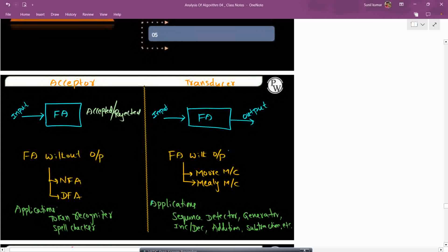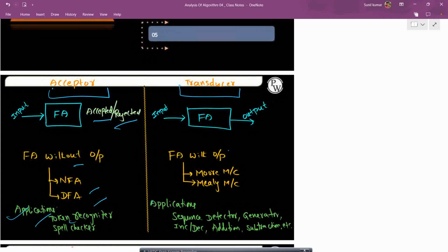We can also say that finite automata without output are also known as acceptors, and with output are known as transducers. In this there is no output, so it can accept the language or reject the language. So finite automata without output are NFA and DFA. We already discussed that.